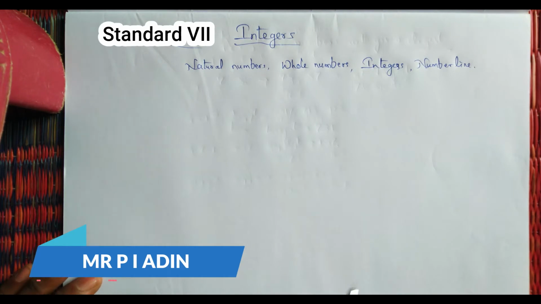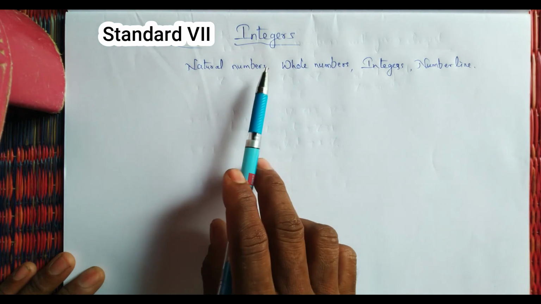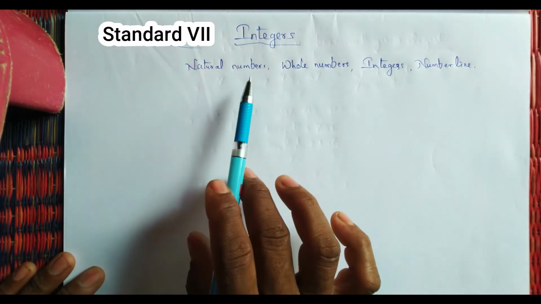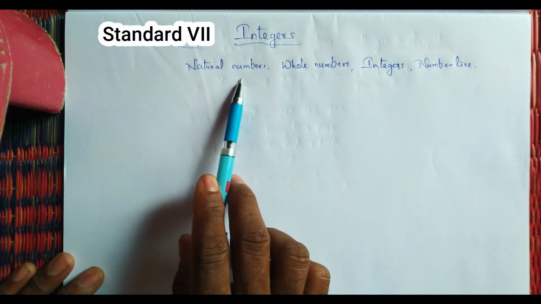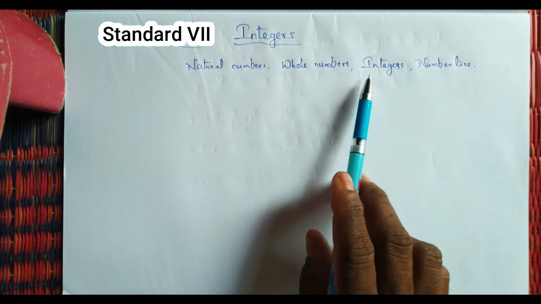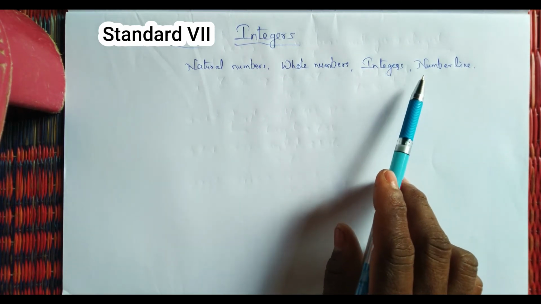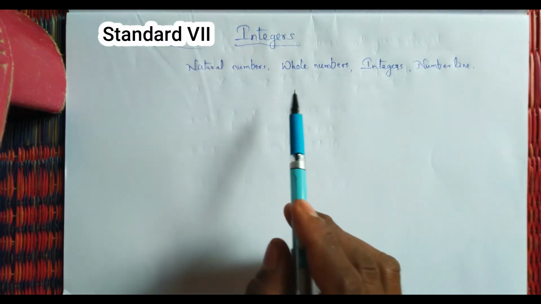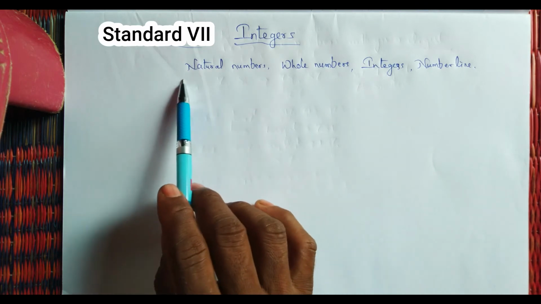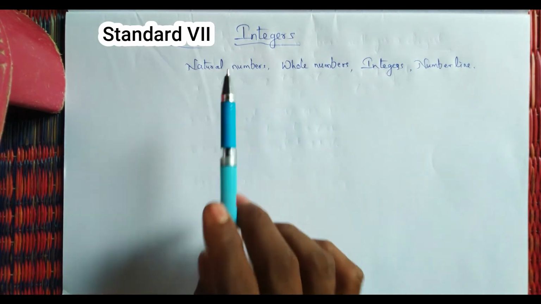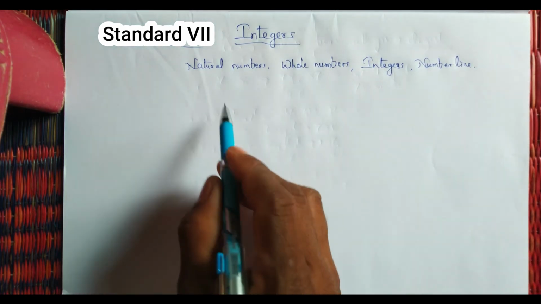Hello children. In 7th standard we already started the lesson integers, that is the first lesson. In this chapter we already know what natural numbers, whole numbers, and integers are, how we can draw the number line, and how we can plot the numbers on the number line. We discussed all these things in the last class.